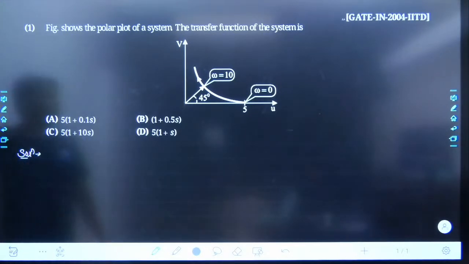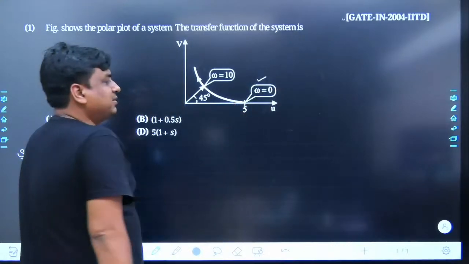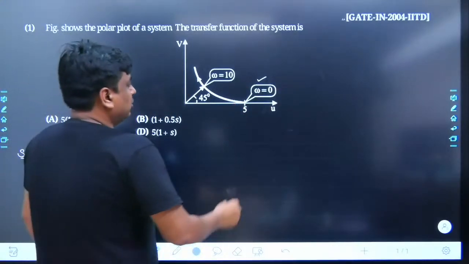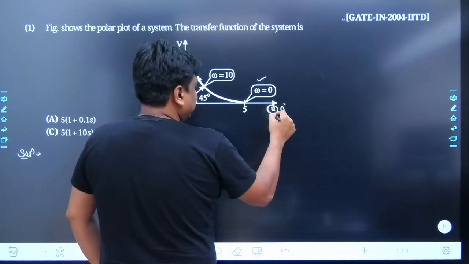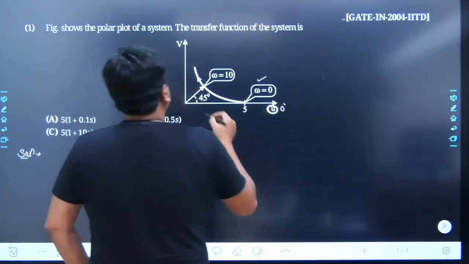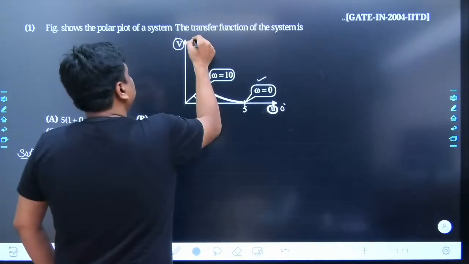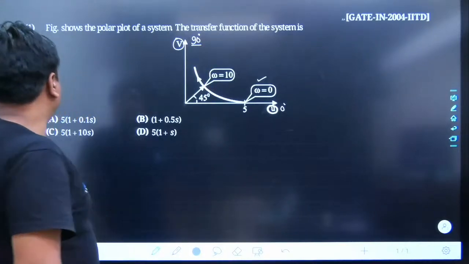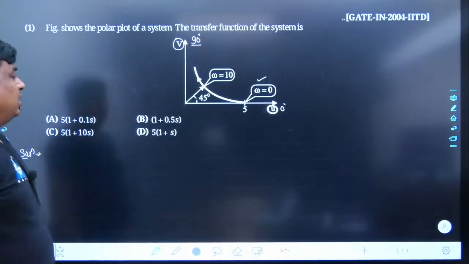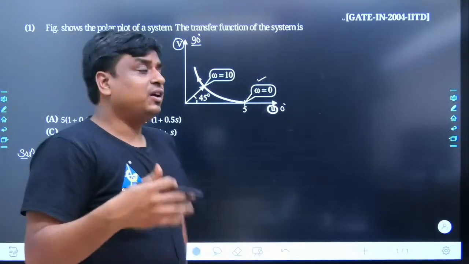See, one thing is quite sure. At omega equals 0, the phase provided by the system is 0 degree. Why? Because this is the 0 degree line, or I can say the real axis of the S plane, and similarly this is the imaginary axis of the S plane. So it is 0 degree and this is the constant 90 degree line. So may I know out of the 4 different options which we have, which would provide the angle as 0 degree at omega equals 0.